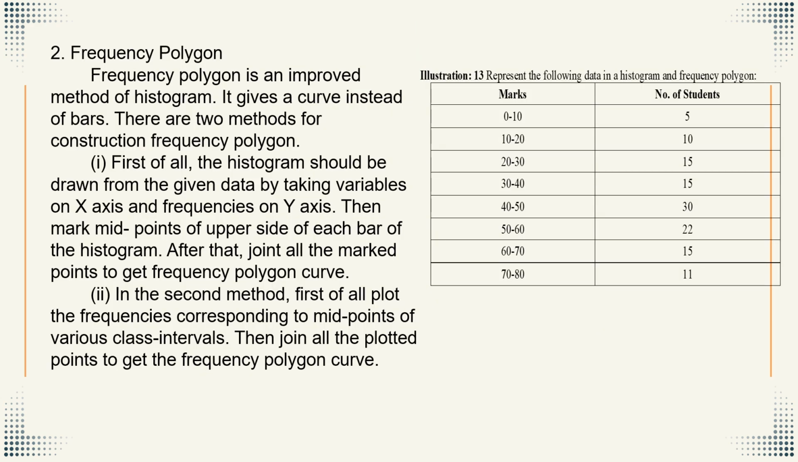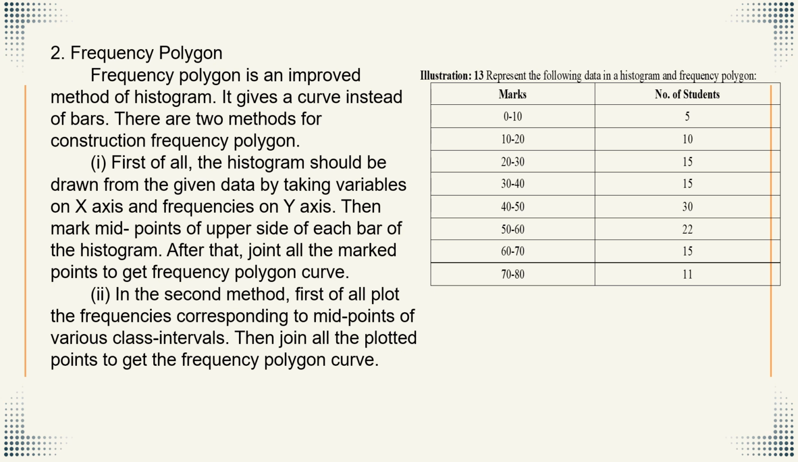Next one is frequency polygon. Frequency polygon is an improved method of histogram. It gives a curve instead of bars. There are two methods of construction of frequency polygon. First of all, the histogram should be drawn from the given data by taking variables on the x-axis and the frequencies on the y-axis. Then mark midpoints of the upper side of each bar of the histogram.